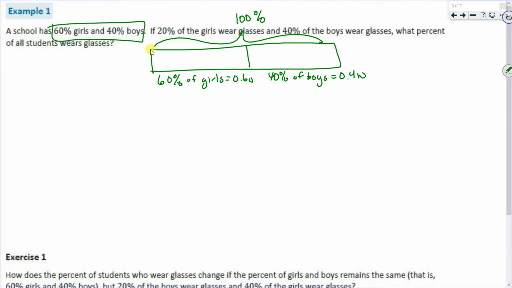Okay? Now, the next part. If 20% of the girls wear glasses and 40% of the boys wear glasses, what percent of all students wear glasses? So we're going to need to create a second set of tape diagrams. Okay? So the total number of girls wearing glasses is basically as follows. Okay?